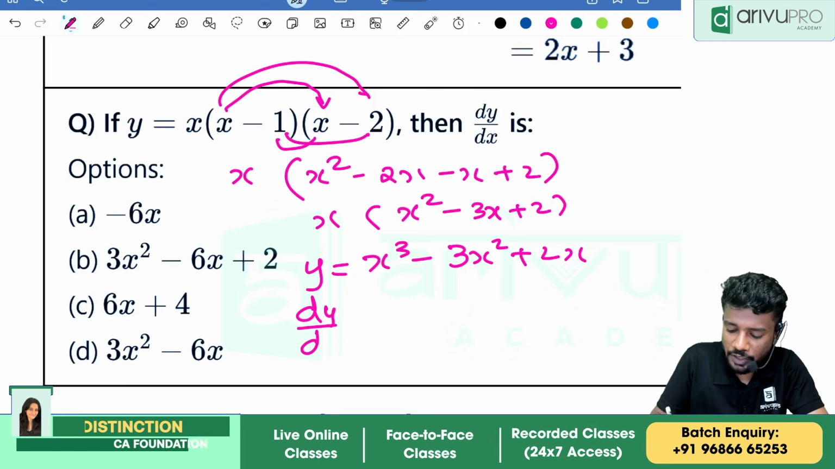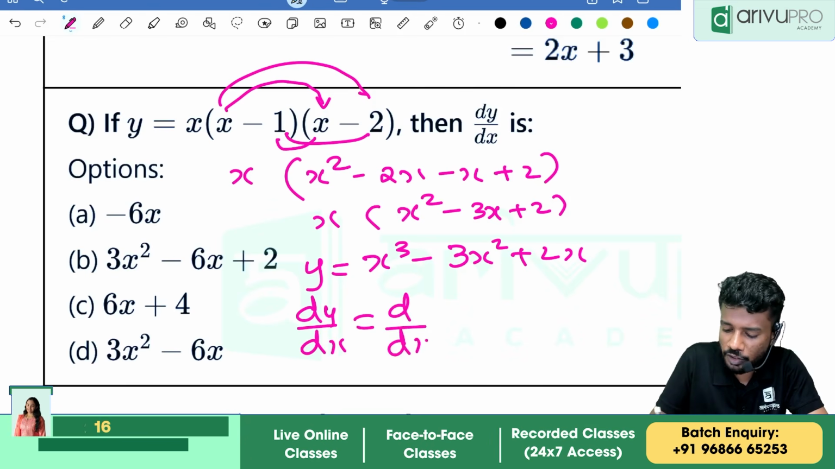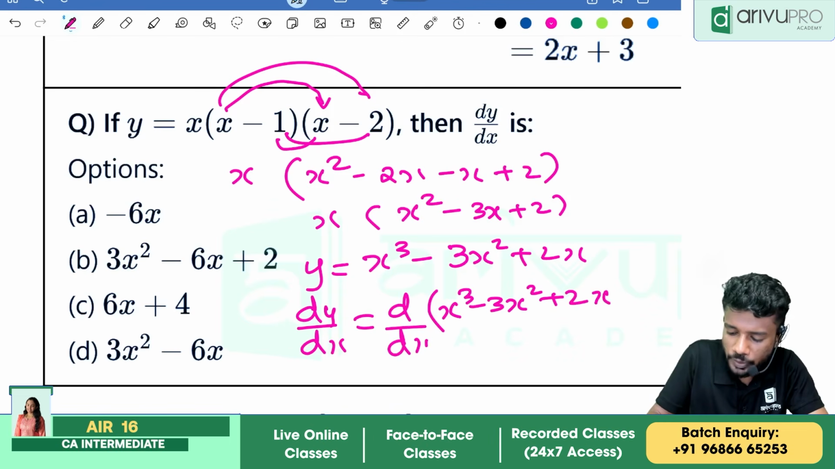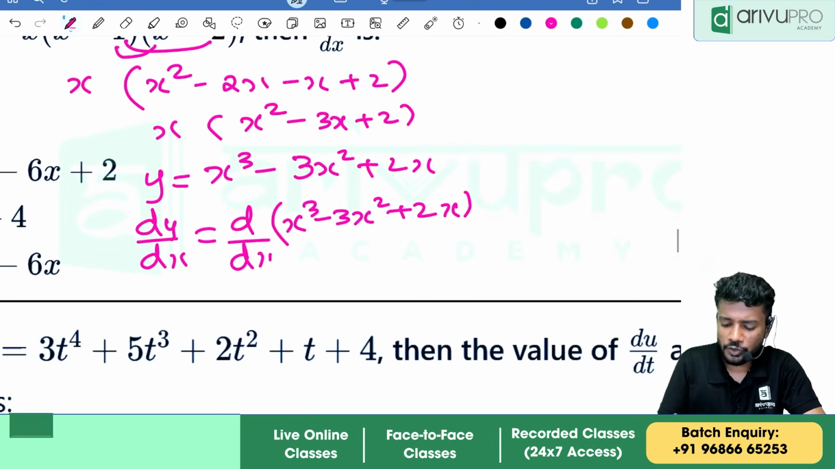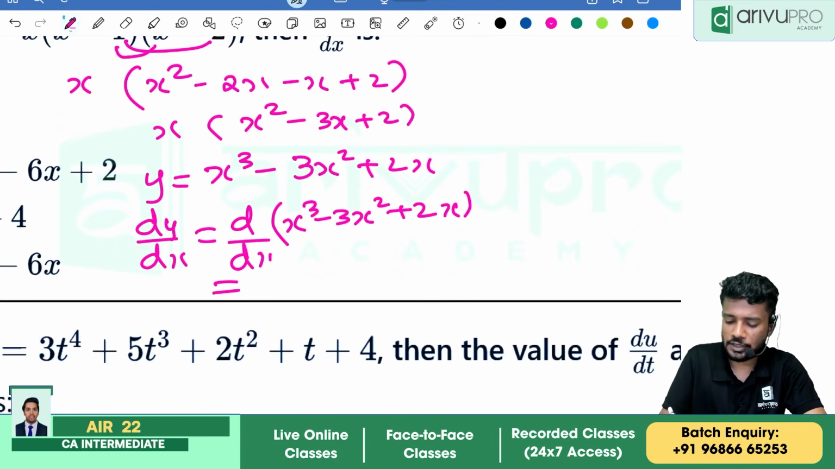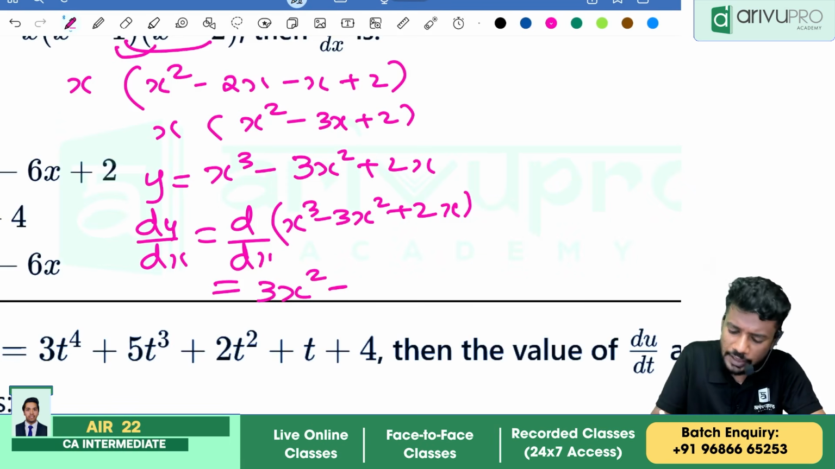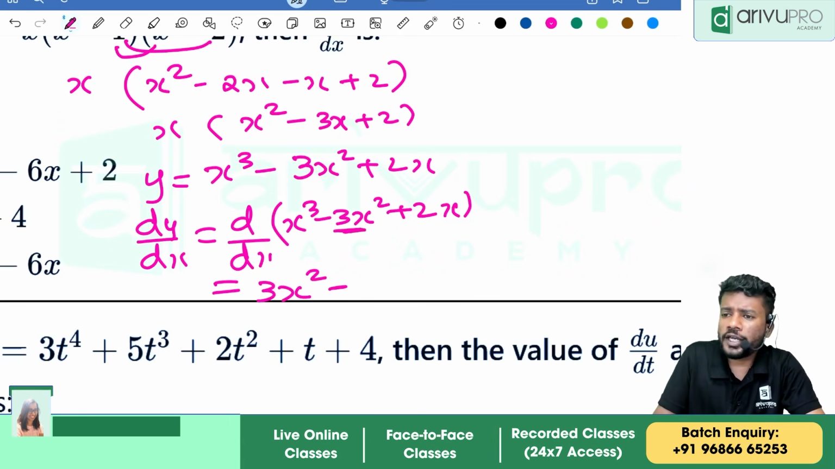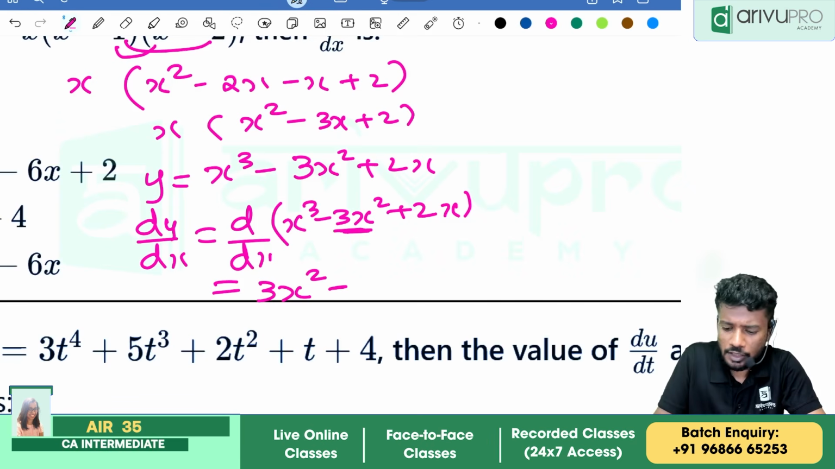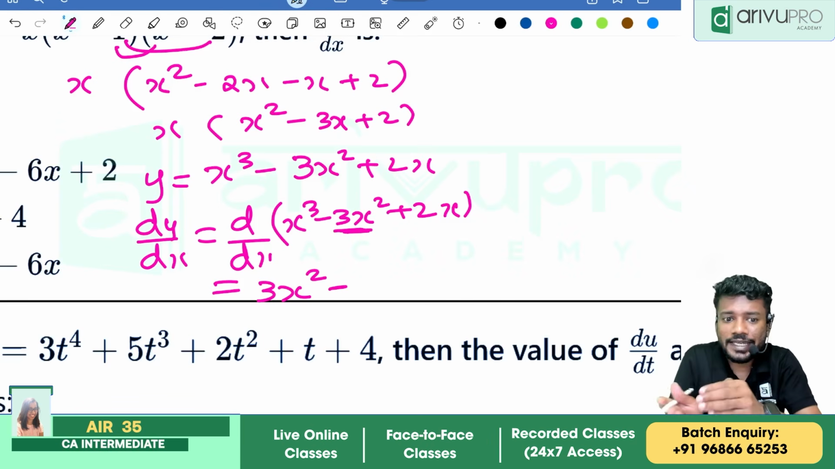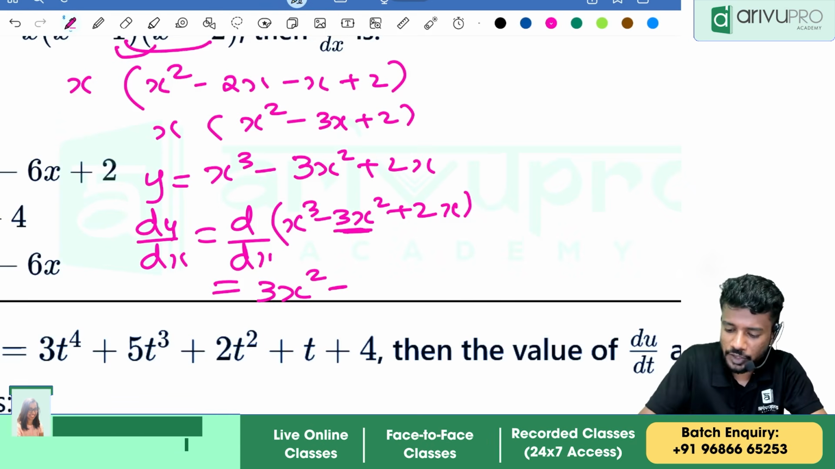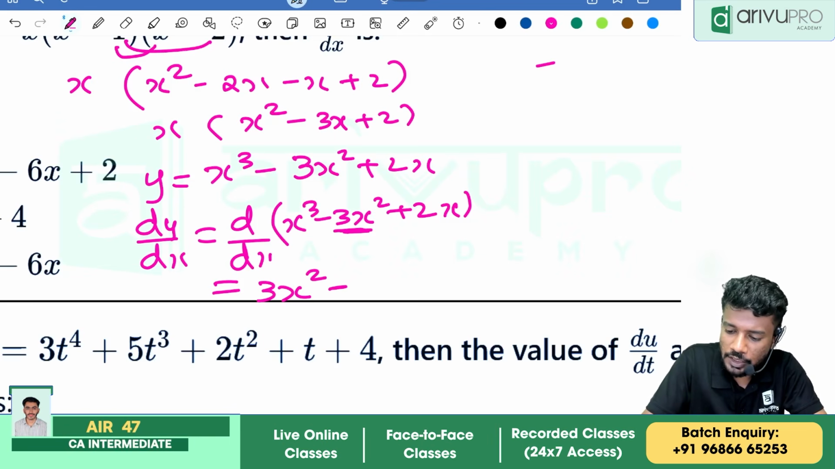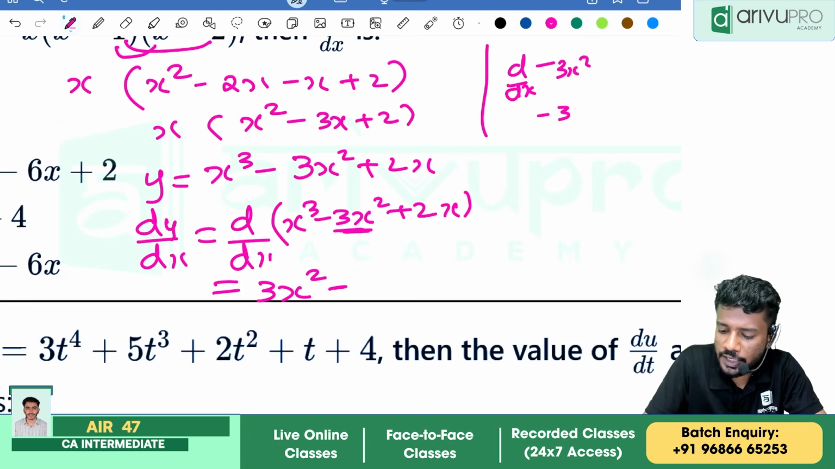Then we need to find dy by dx. That is nothing but the derivative of, instead of y, you will put x cube minus 3x square plus 2x. Now with respect to this, I want to tell you something. I'll show you with the answer itself. What is the derivative of x cubed now? 3x square. Minus, whenever there is a constant term along with our variable x, we will take that constant outside the derivative. That means whenever you write the derivative of minus 3x square, you will write minus 3 outside and you will write what?